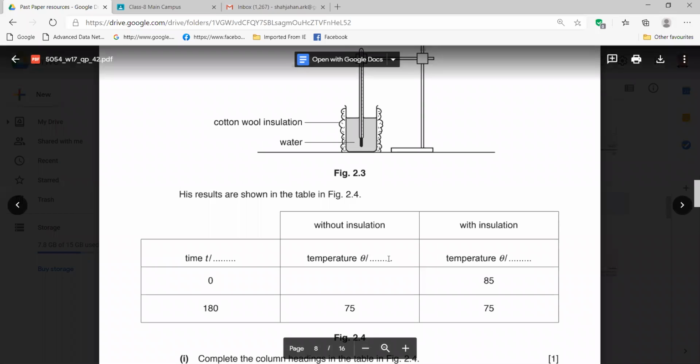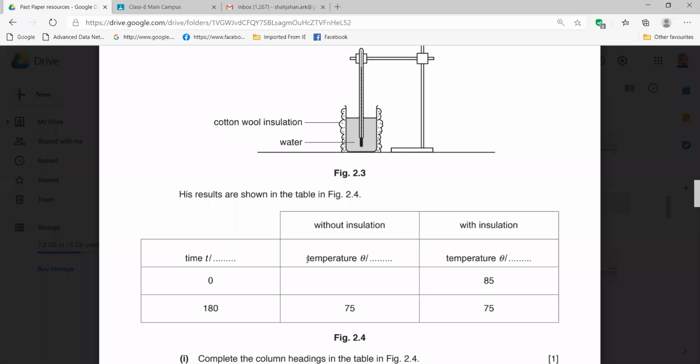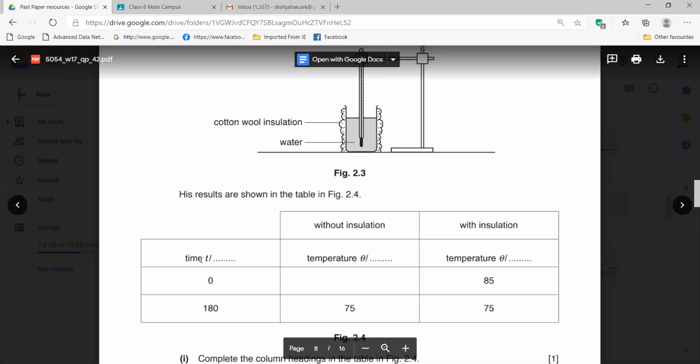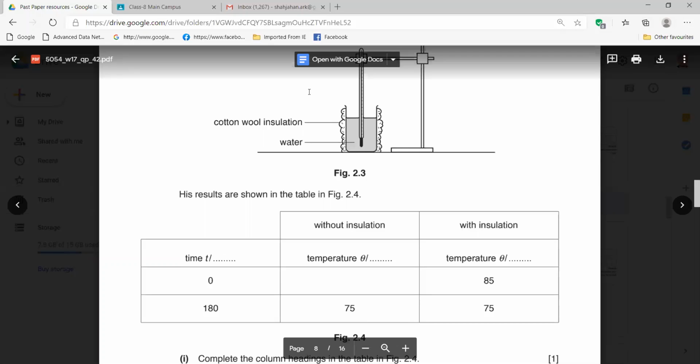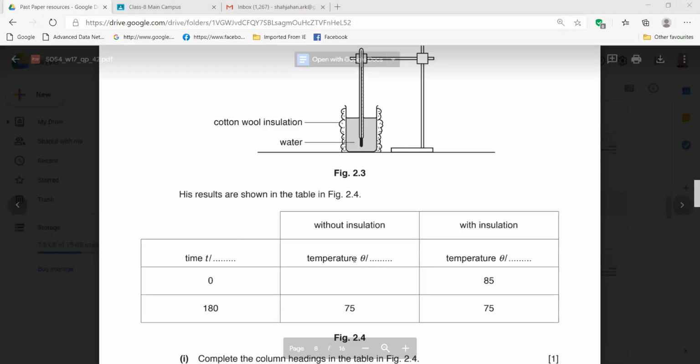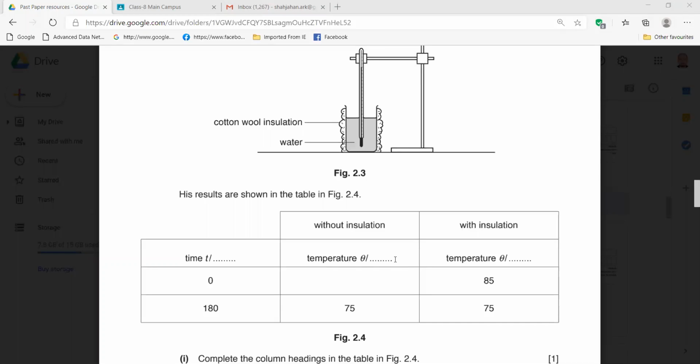Here you will write only the unit. This one is quantity. Time, second. Beside the quantity, you should write only the unit. In column headings, you should write the quantity name and the units. Is it clear? Yes, sir.